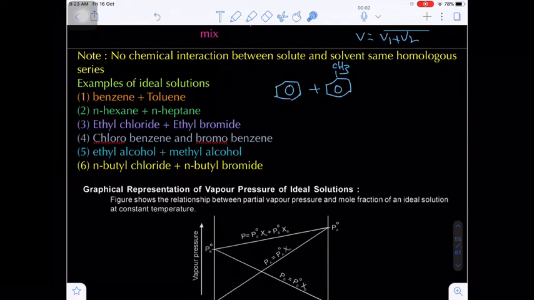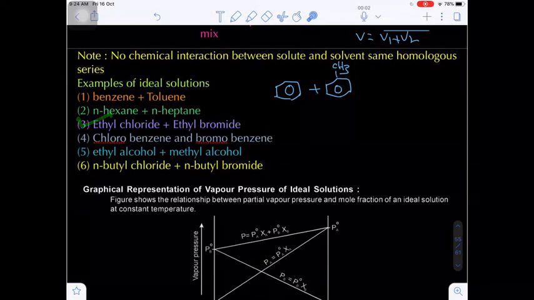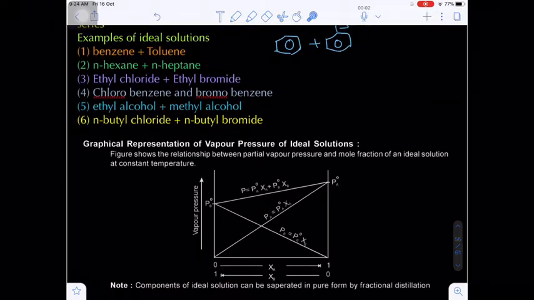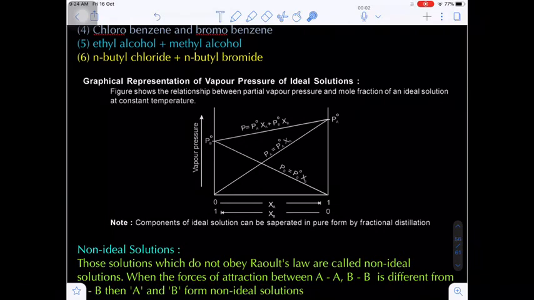Okay. Once again I am repeating some important examples regarding ideal solution. Benzene plus toluene, n-hexane plus n-heptane, ethyl chloride plus ethyl bromide, chlorobenzene and bromobenzene, ethyl alcohol and methyl alcohol, n-butyl chloride and n-butyl bromide. Okay.